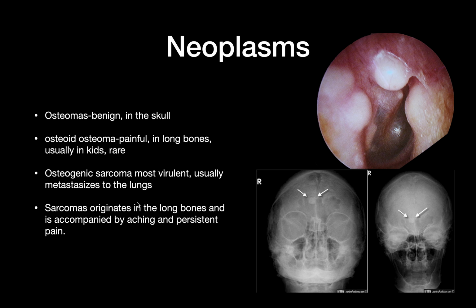Osteogenic sarcomas are the most virulent, and they do metastasize to the lungs. And sarcomas originating in the long bones are rather painful. As you can see here, these are cancerous cells of the ear. This person is in a lot of pain. As you can see, the tympanic membrane is bulging, and in a normal healthy ear, this should not be there. This all should be clear, and it should be pink. And the tympanic membrane should be shiny, and it shouldn't be protruding like this.